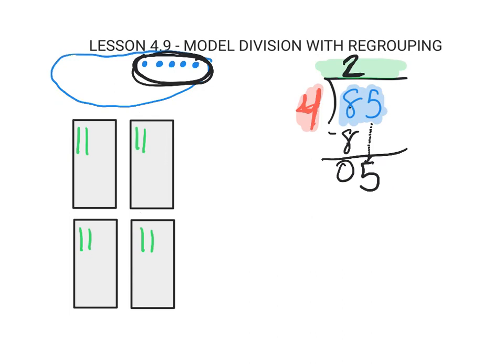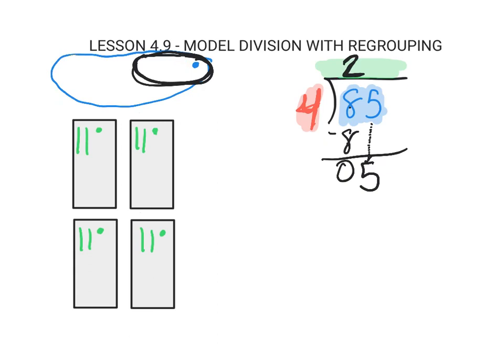Now, how can I divide 5 1s between 4 jars? Well, let's try it out. Let's do it one at a time. 1, 2, 3, 4. Awesome. 1, 2, 3, 4.